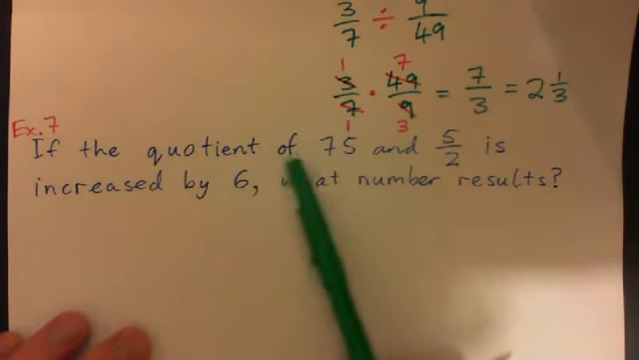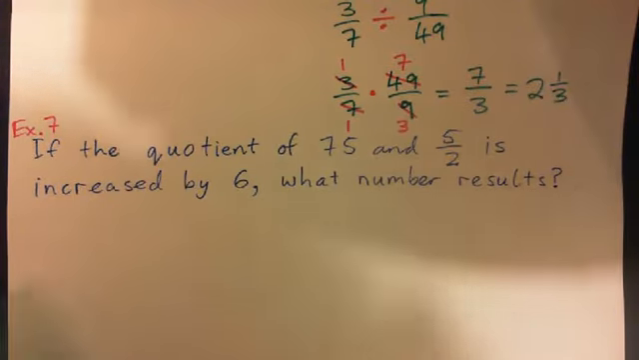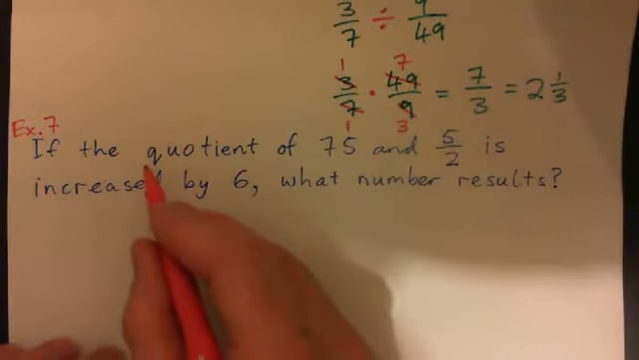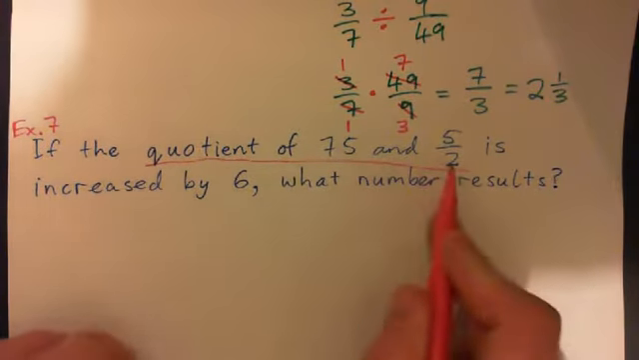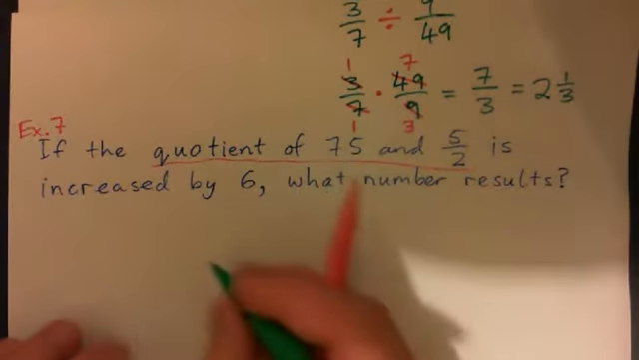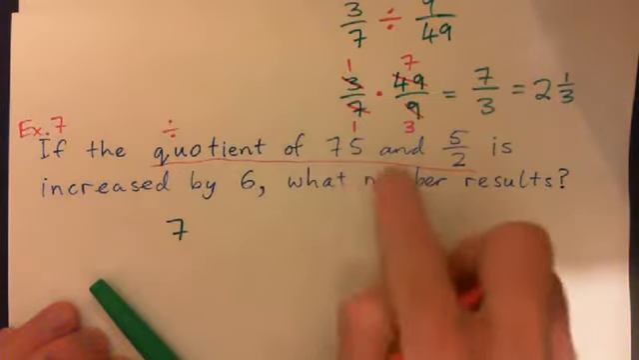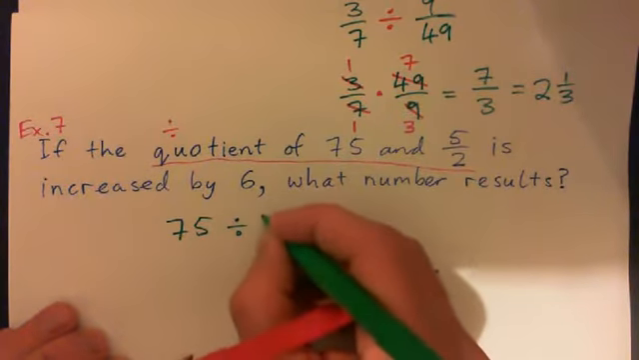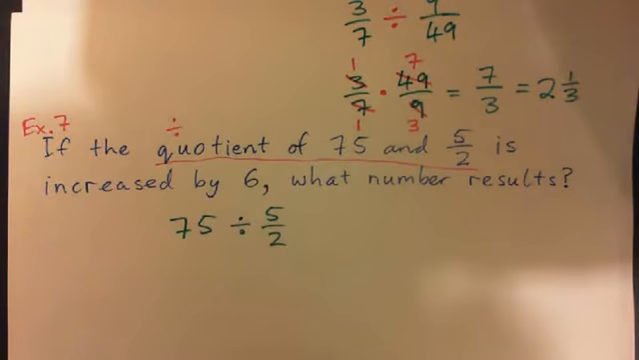Okay, if the quotient of 75 and 5/2 is increased by 6, what number results? Interesting. Let's start with this guy. Get the quotient of this and this. What is the quotient of 75 and 5/2? Can you write that down? Let me help you. Quotient means divide. The quotient of this and this means take the first number, divide it by the second number. Okay? So that is the quotient of that and that.